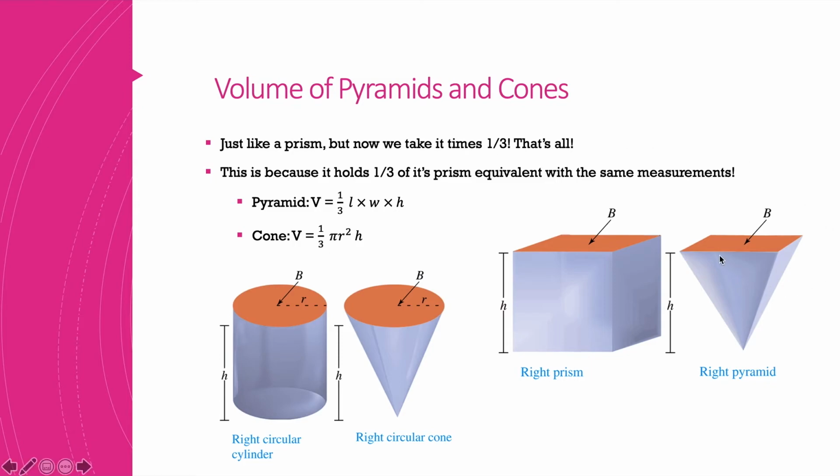Similarly, a pyramid with the same base as a right prism holds 1/3 of the amount of space. So to find this, we took length times width to get the base area, the orange area, and we multiplied it by height. So to do the pyramid, it's just 1/3 of that same exact formula. Go ahead, write those down.